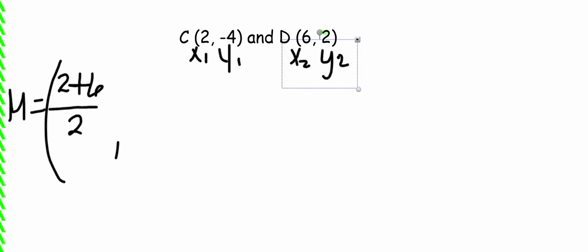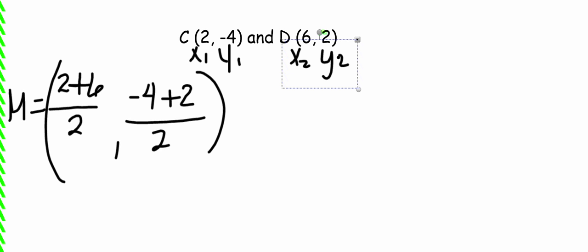All right, so my point C is (2, -4), and D is (6, 2). So again, x1, y1, x2, y2. So I have midpoint equals x1 plus x2, so 2 plus 6 divided by 2, and y1 is -4 plus y2 is 2 divided by 2.